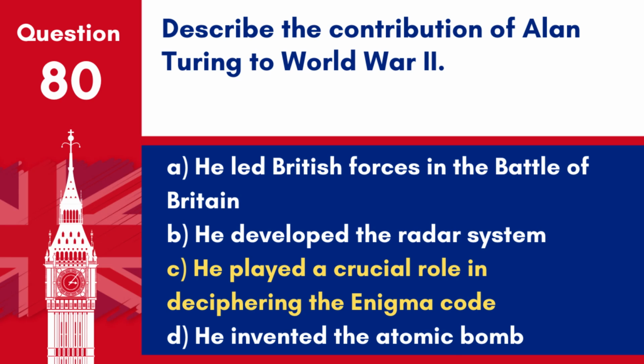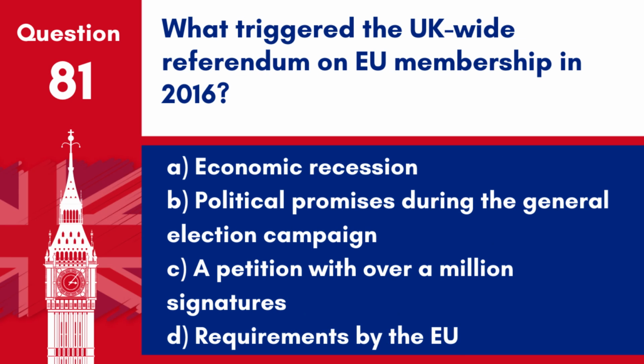war effort. Question 81. What triggered the UK-wide referendum on EU membership in 2016? A. Economic recession. B. Political promises during the general election campaign. C. A petition with over 1 million signatures. D. Requirements by the EU. Answer: B. Political promises during the general election campaign. The referendum on EU membership, known as Brexit, was held following promises made during the general election campaign, reflecting growing debates on the UK's relationship with the EU.